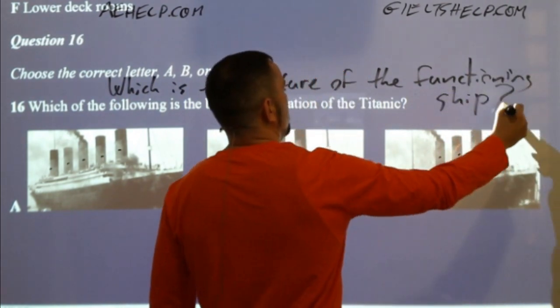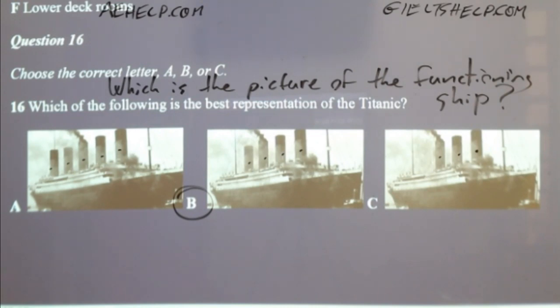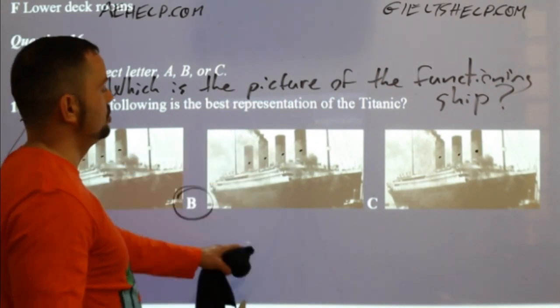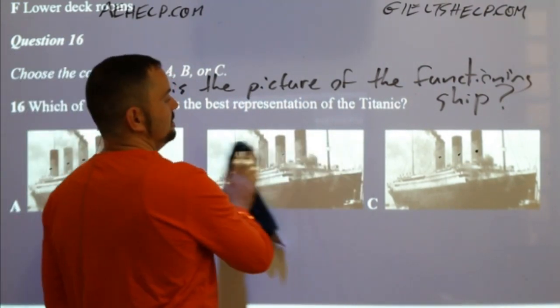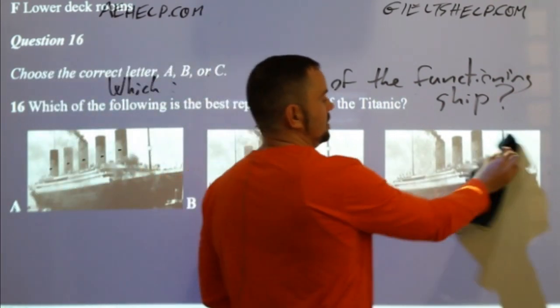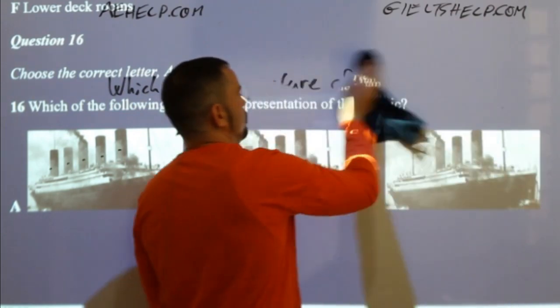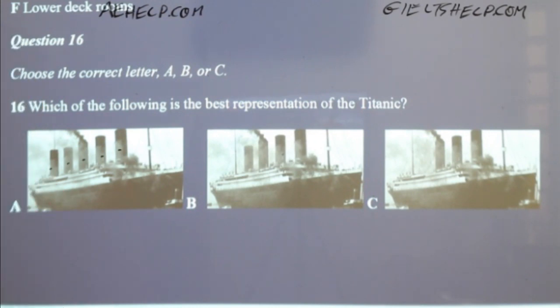So which is the true picture of the functioning ship? Then what would it be? Nirmaljit says, well, in that case, it would be C. Yeah, absolutely, C. Because one of the smokestacks was just for show, just to make it look even bigger, right? But only 3 of these furnaces actually worked to power the engine, right? It was interesting. They should have used that space for the 4th one to add some more lifeboats. All right.